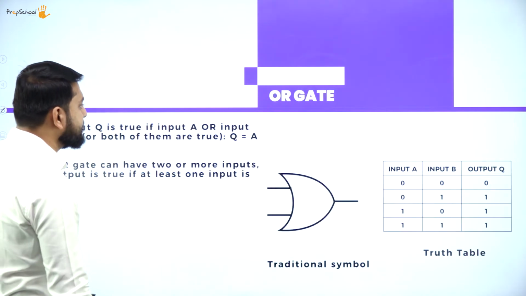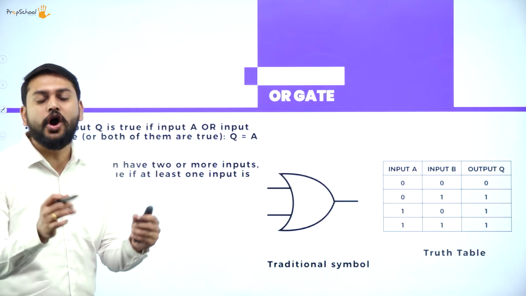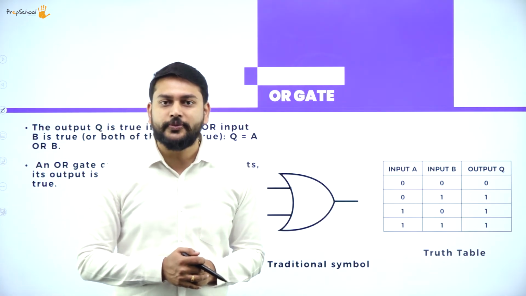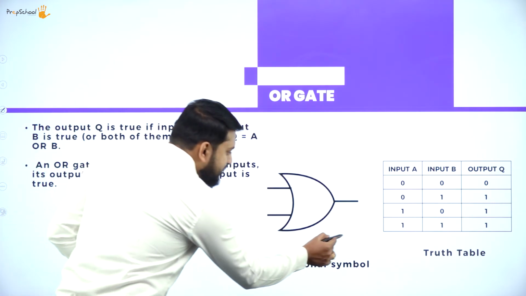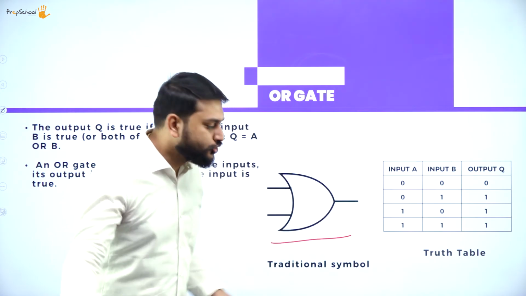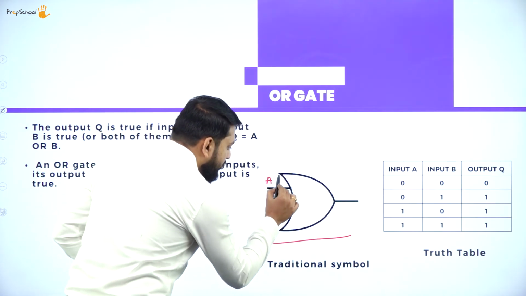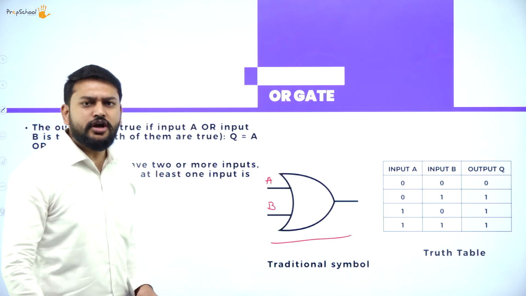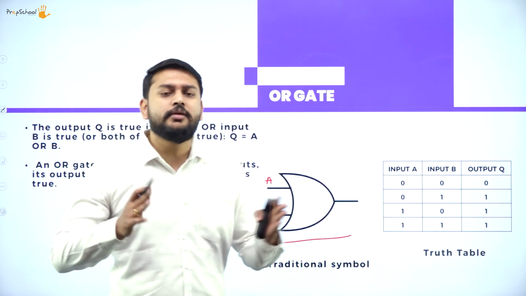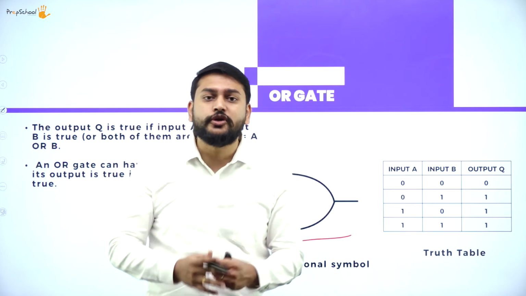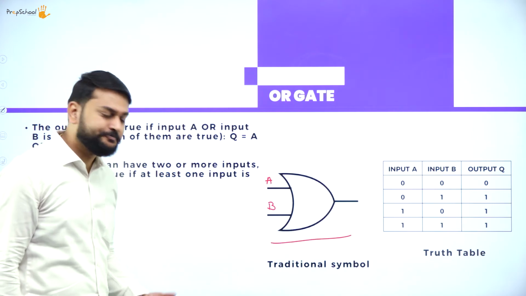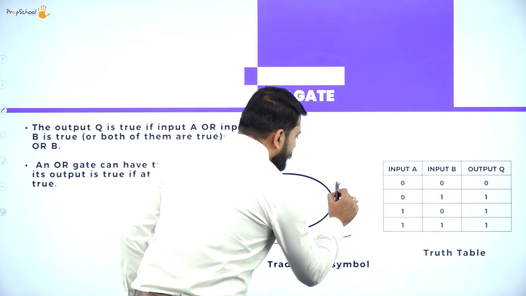Moving on to the next gate, I have the OR gate. When it comes to the OR gate, we all know that we perform the addition operation. So this is the graphical symbol that you use to represent the OR gate. I have two inputs, A and B. Let's imagine like this. Sir, do I have only two inputs? No, I can have n number of inputs, but a minimum of 2 inputs is very, very important.